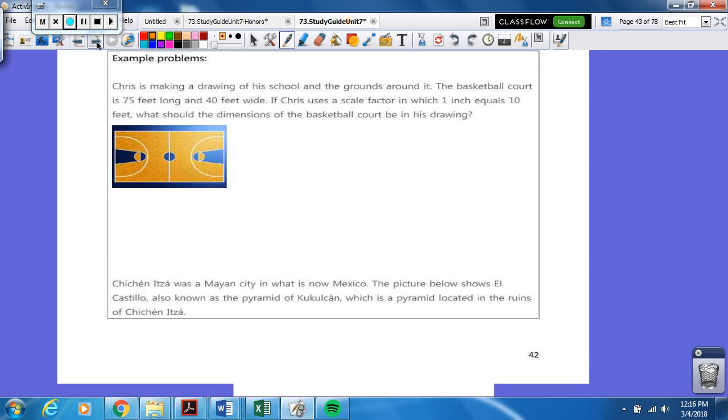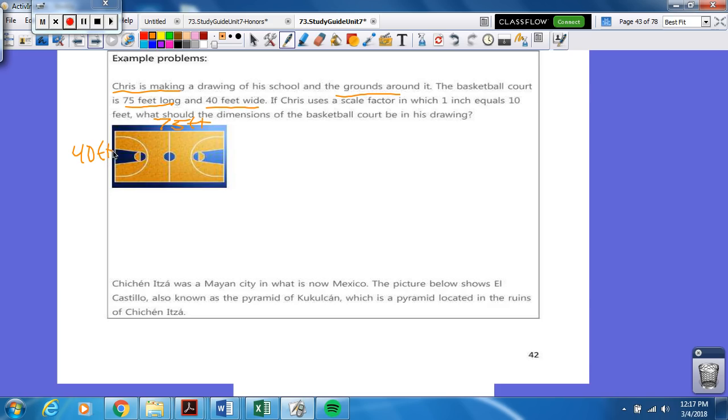Alright, next, let's check this out. Basketball time. Chris is making a drawing, read this with me, of his school and the grounds around it. The basketball court is 75 feet long and 40 feet wide. So I'm going to label this 75 feet long and 40 feet wide.